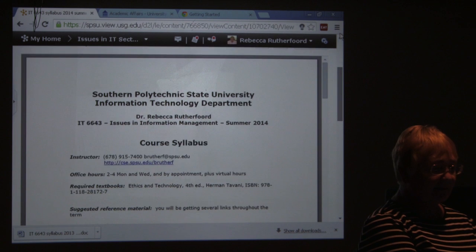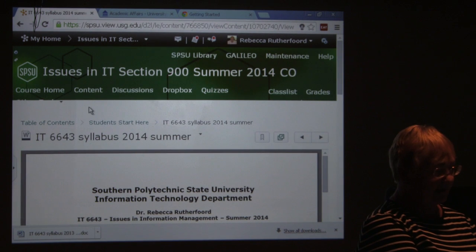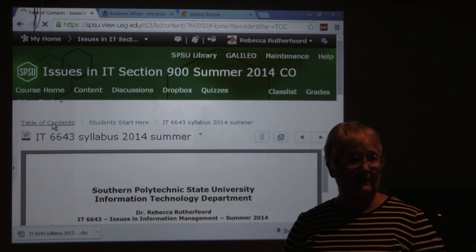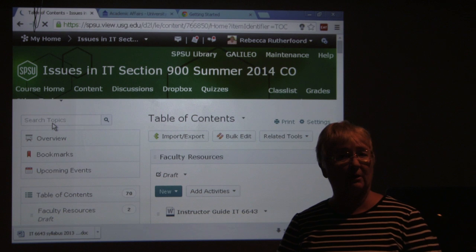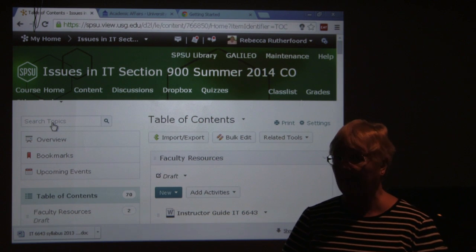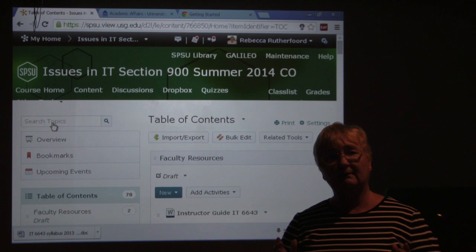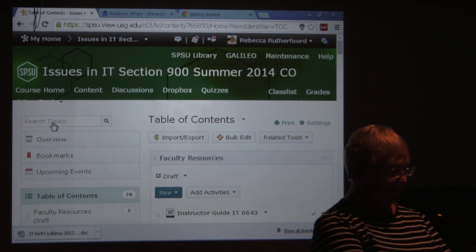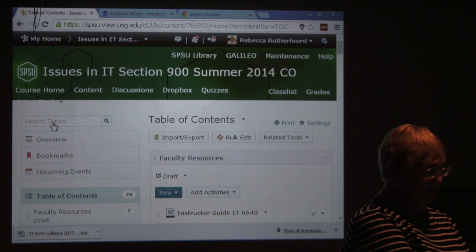As we look at other things in the course, we'll see that we have Dropbox things. That's where your labs are. That's also where you're going to find your tests. They're going to be in the Dropbox. They are not in the quizzes. So you want to make sure that you go to the Dropbox to find everything that you need that's going to be due.